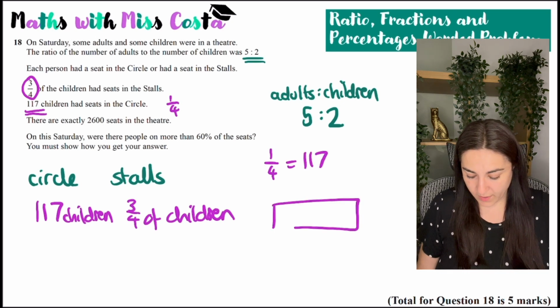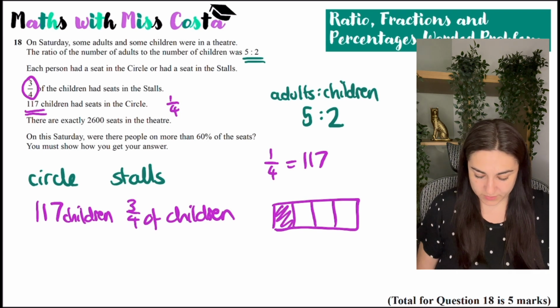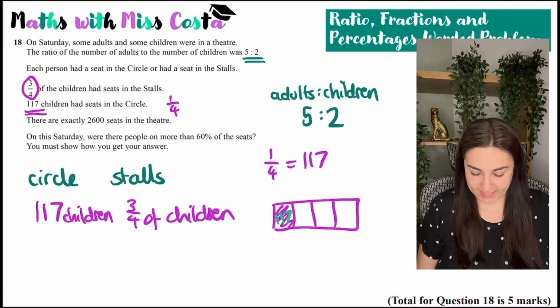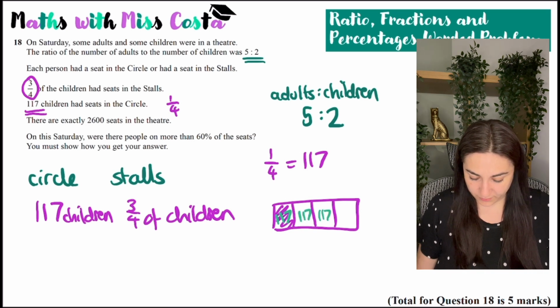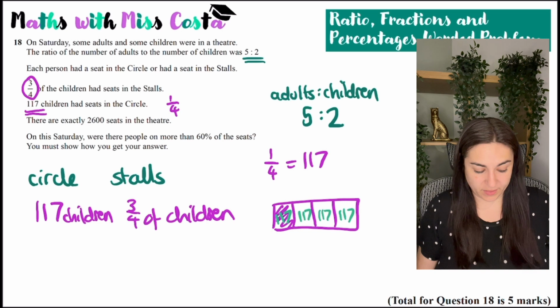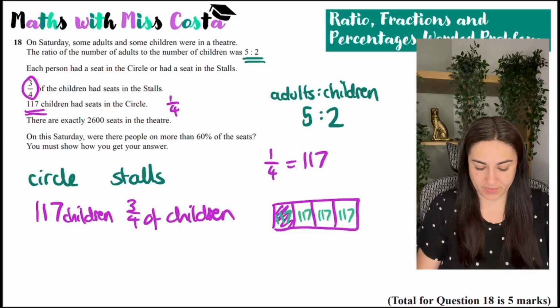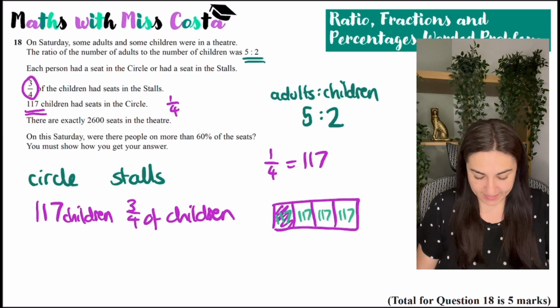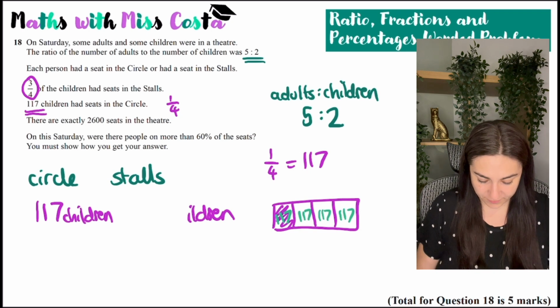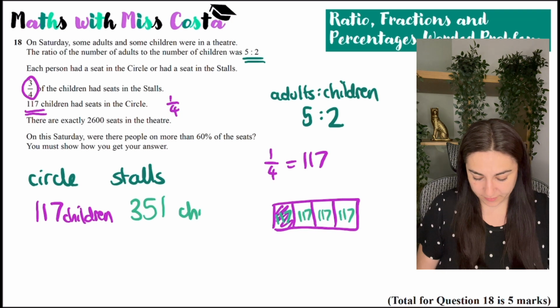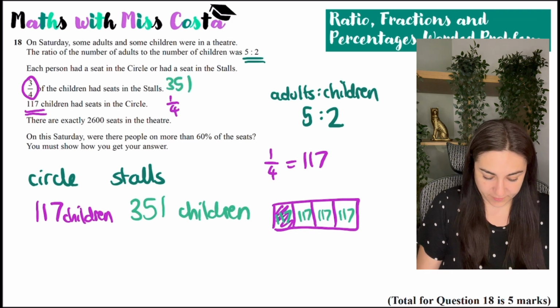So if 1/4, and again I can show this pictorially, if 1/4 is 117, then I know that 3/4 must be 3 times 117. So 3 times 117 gives me 351. So I know that in the stalls there are 351 children. So that's 351.